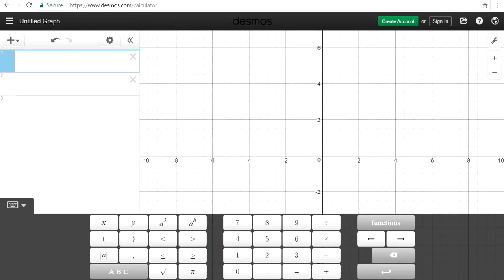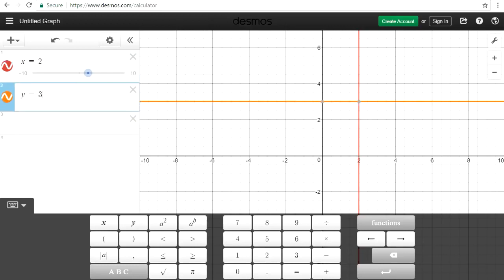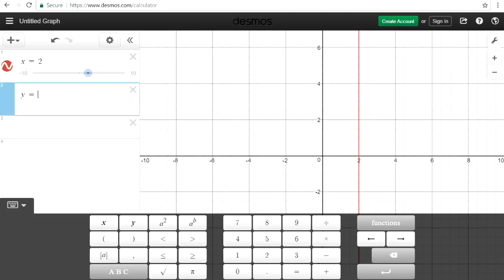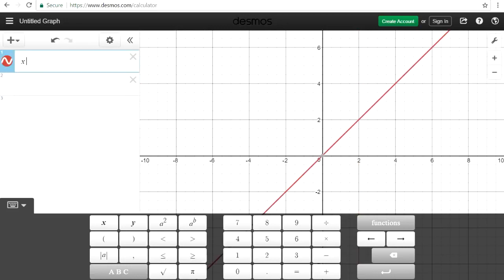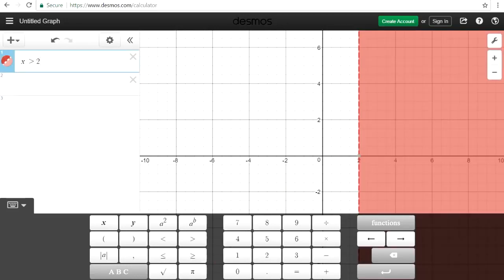Now it doesn't end there. You can also graph vertical lines. Let's say x equals 2, that's a vertical line at x equals 2. And horizontal lines like y equals 3. You can also graph inequalities. Let's say x is greater than 2.